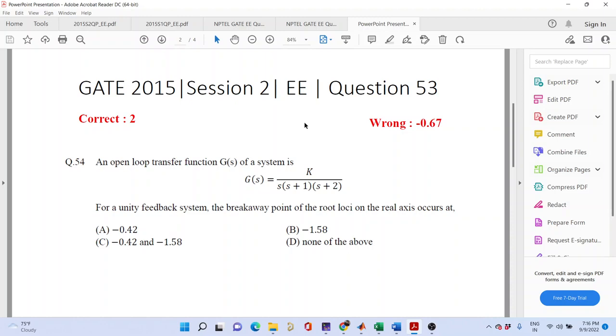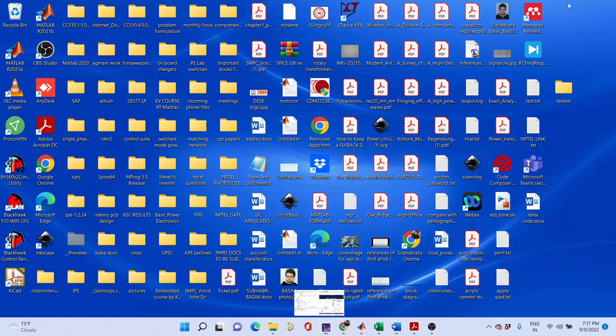Okay. So what is the angle that is made by the asymptote? How do you find the angle? 180 upon P minus Z. Why is it so? Why are you making that thing? Where did you get that formula from? What is P?